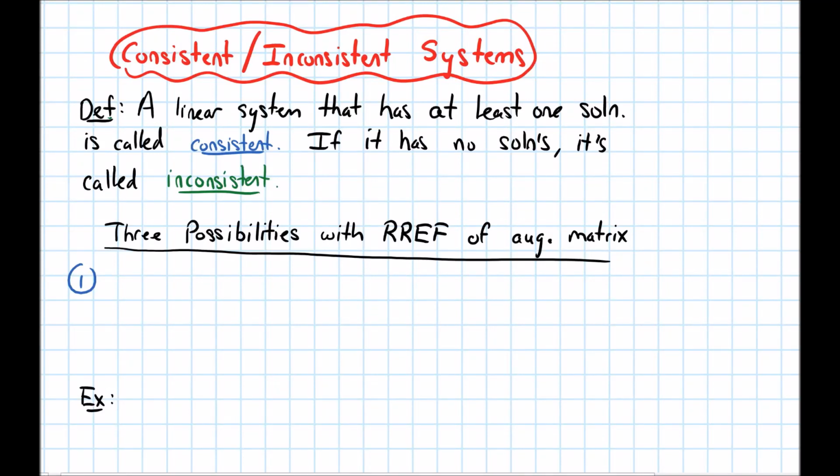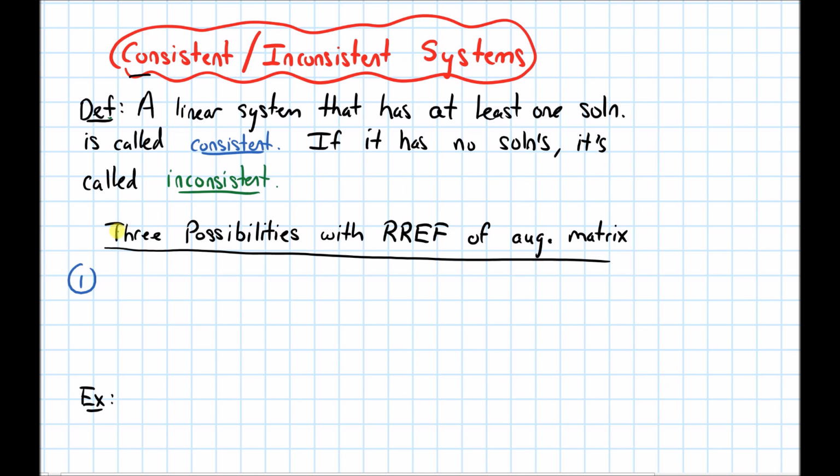In this video, we're going to talk about consistent and inconsistent systems. So let's begin with a definition. A linear system that has at least one solution is called consistent. So if a system has a solution, at least one, it's consistent. But if there are no solutions, we say that it is inconsistent.